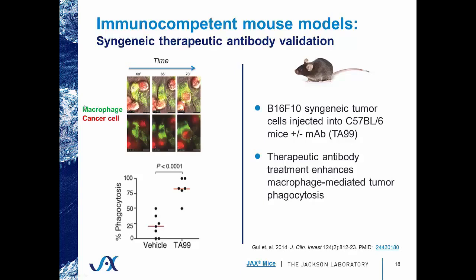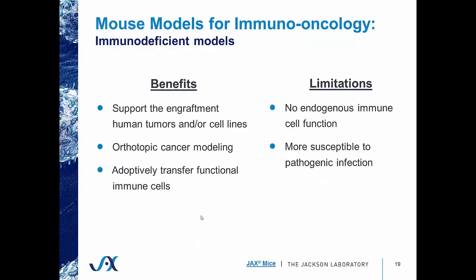And so what we can see here is the macrophages that are green and the cancer cells that are red, we can see that the macrophages over time do engulf those cancer cells, and we can see this represented graphically in response to their therapeutic antibody TA99, that phagocytosis percentages go up dramatically. So this indicates that macrophages within the C57BL/6 mouse are capable of mounting the appropriate response in the presence of a therapeutic antibody. So we've seen two examples in which immune cell populations within immunocompetent mouse models are able to mount the appropriate response in the presence of therapeutic antibodies.